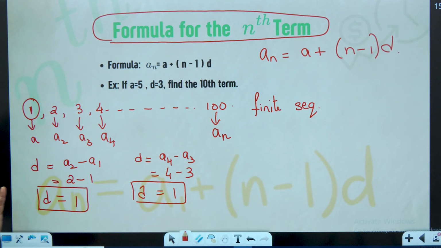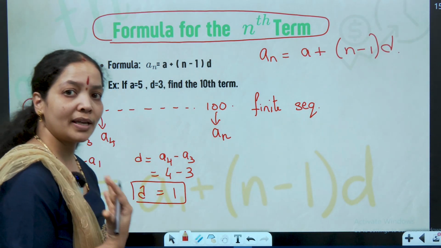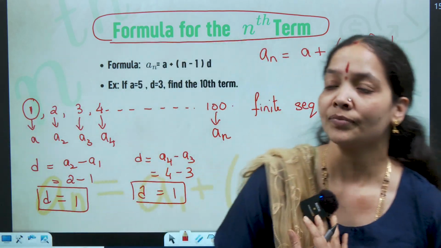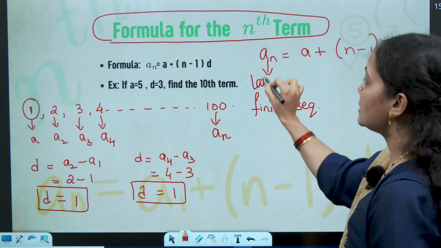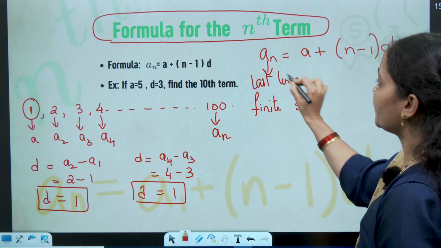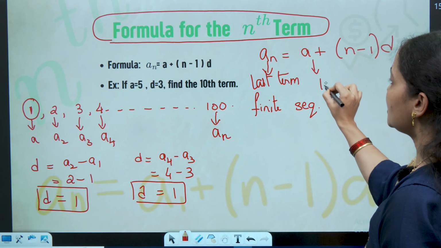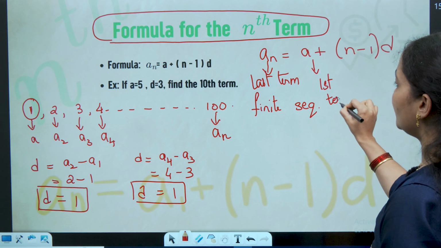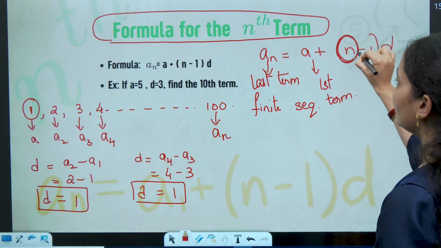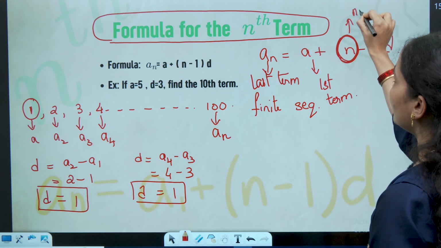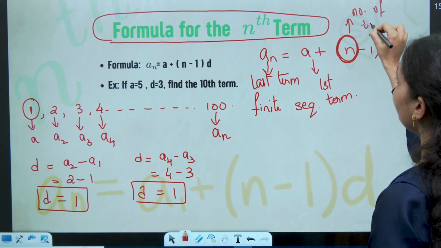I'm just writing it again because I want to make you understand the things. What is an? An is the last term of the given sequence. A will be the first term. A is the first term. N counts for the position, the number of terms.